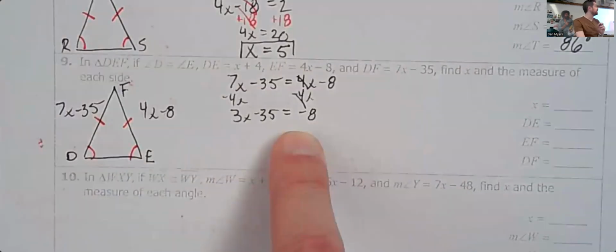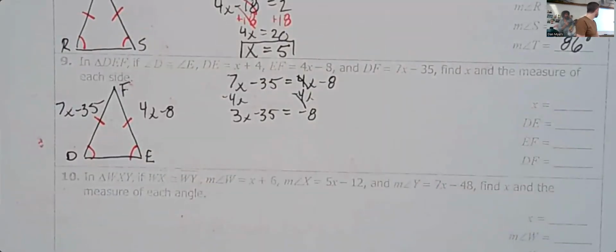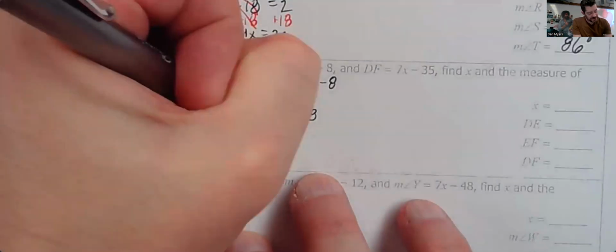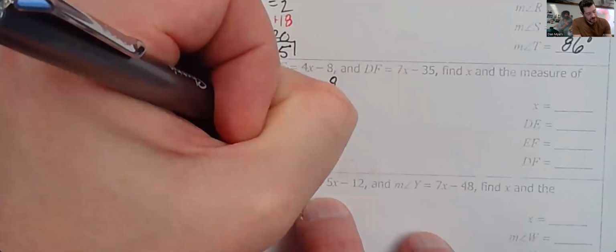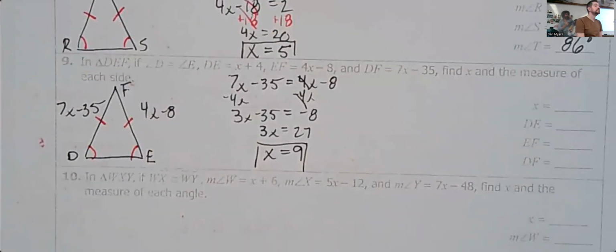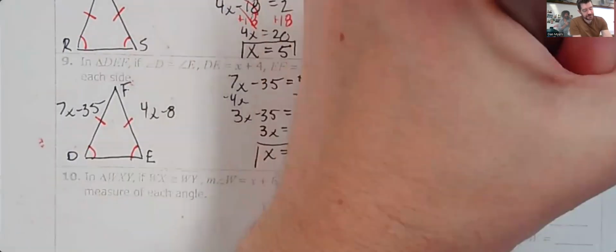So subtract 4x from both sides, minus 4x, minus 4x. 3x minus 35 equals negative 8. That is a negative 8 because there was a minus there. What's negative 8 plus 35? Okay, so 3x equals 27. Divide by 3, what does x equal? Should be 9, right? 27 divided by 3 is 9. So x equals 9.